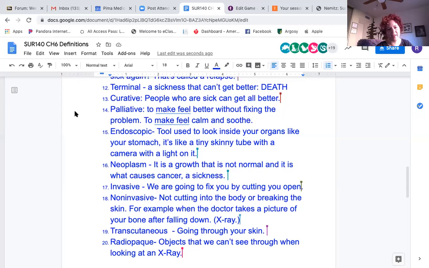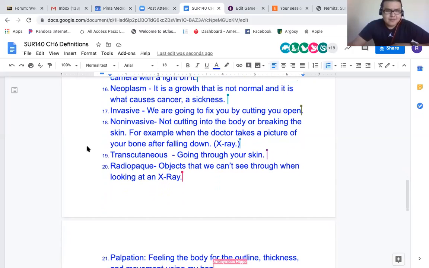Who had palliative? So palliative: to make feel better without fixing the problem, to make feel calm and soothe. Good job. Endoscopic, a tool used to look inside your organs, like your stomach. It's like a tiny tube with a camera and a light on it. I love it. Good job. Thank you. Neoplasm. It is a growth that is not normal, and it is what causes cancer, which is a sickness. Scary. I don't want one of those.